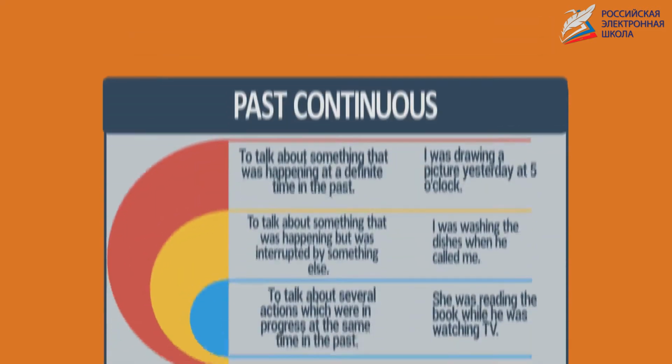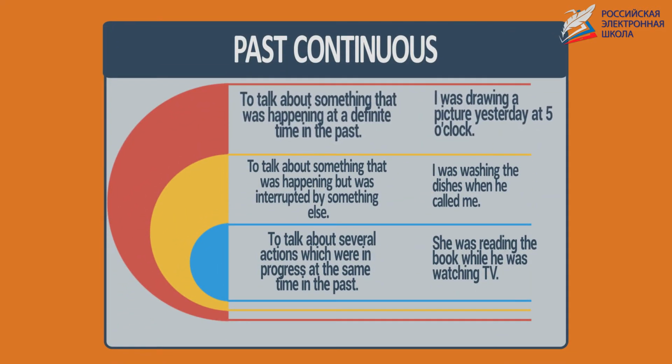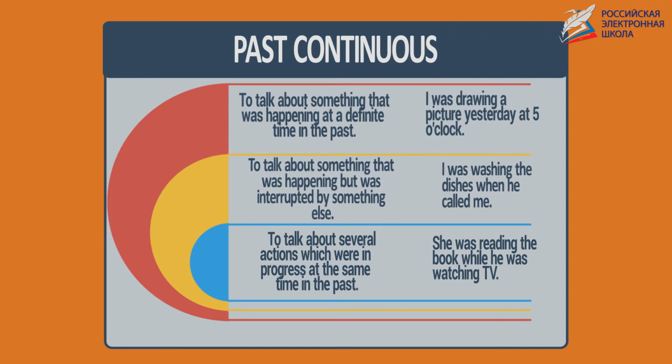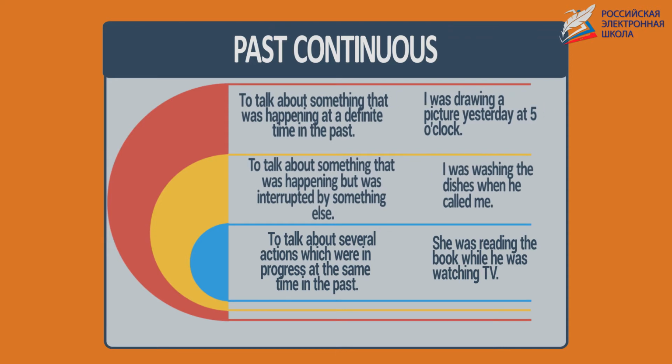We use past continuous. 1. To talk about something that was happening at a definite time in the past. For example, I was drawing a picture yesterday at 5 o'clock. 2. To talk about something that was happening but was interrupted by something else. For example, I was washing the dishes when he called me.